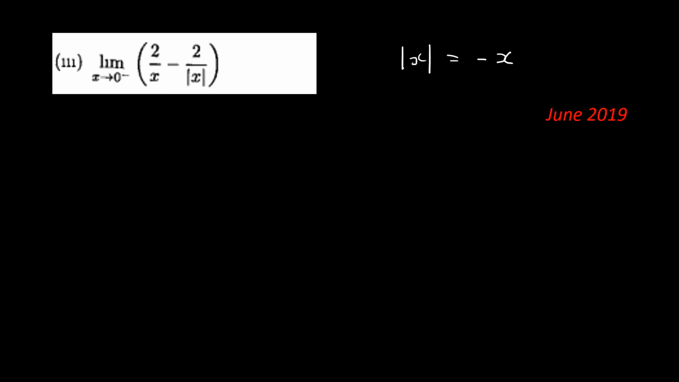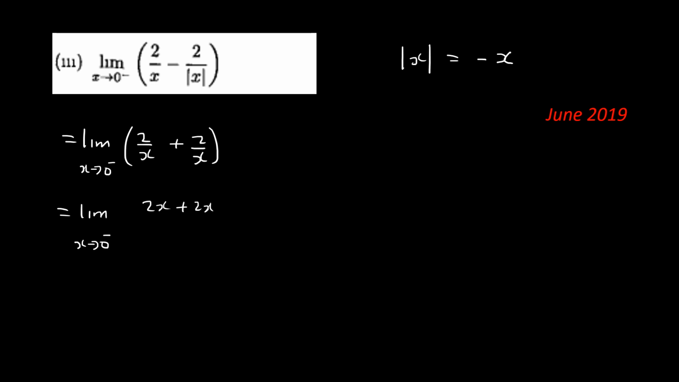You're going to replace the absolute x with negative x, which will give us this. I will have 2 over x plus 2 over x, because that negative and this negative will make it positive. We can't substitute 0 yet. If I substitute 0 here, I'll have 2 over 0 plus 2 over 0. So we can try to simplify it. I'll have 2x plus 2x, and if I cross multiply, I'll have this over x squared.